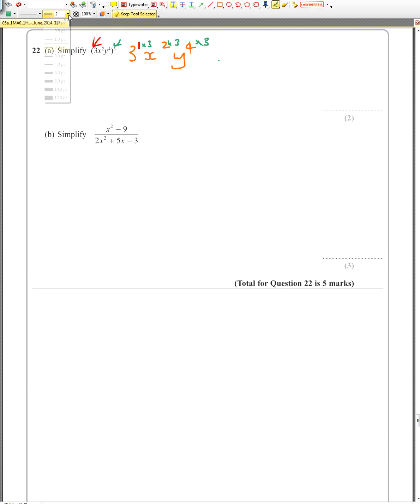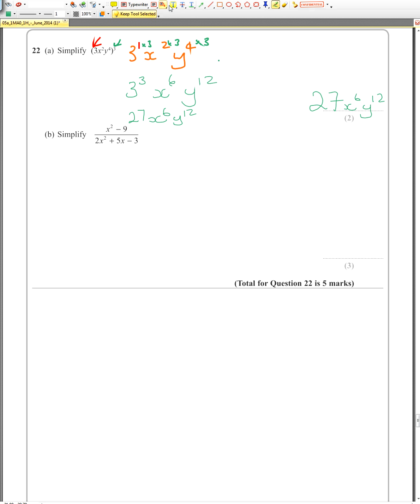I think my pen selector is a bit too thick. So we are now 3. 1 times by 3 is 3. 2 times by 3 is 6. And 4 times by 3 is 12. Now we can simplify that one step further, because 3 cubed is equal to 27. And x to the 6 stays as it is, and y to the 12 stays as it is. So the answer here would be 27 x to the power of 6 y to the power of 12. And that's the end of the first question.